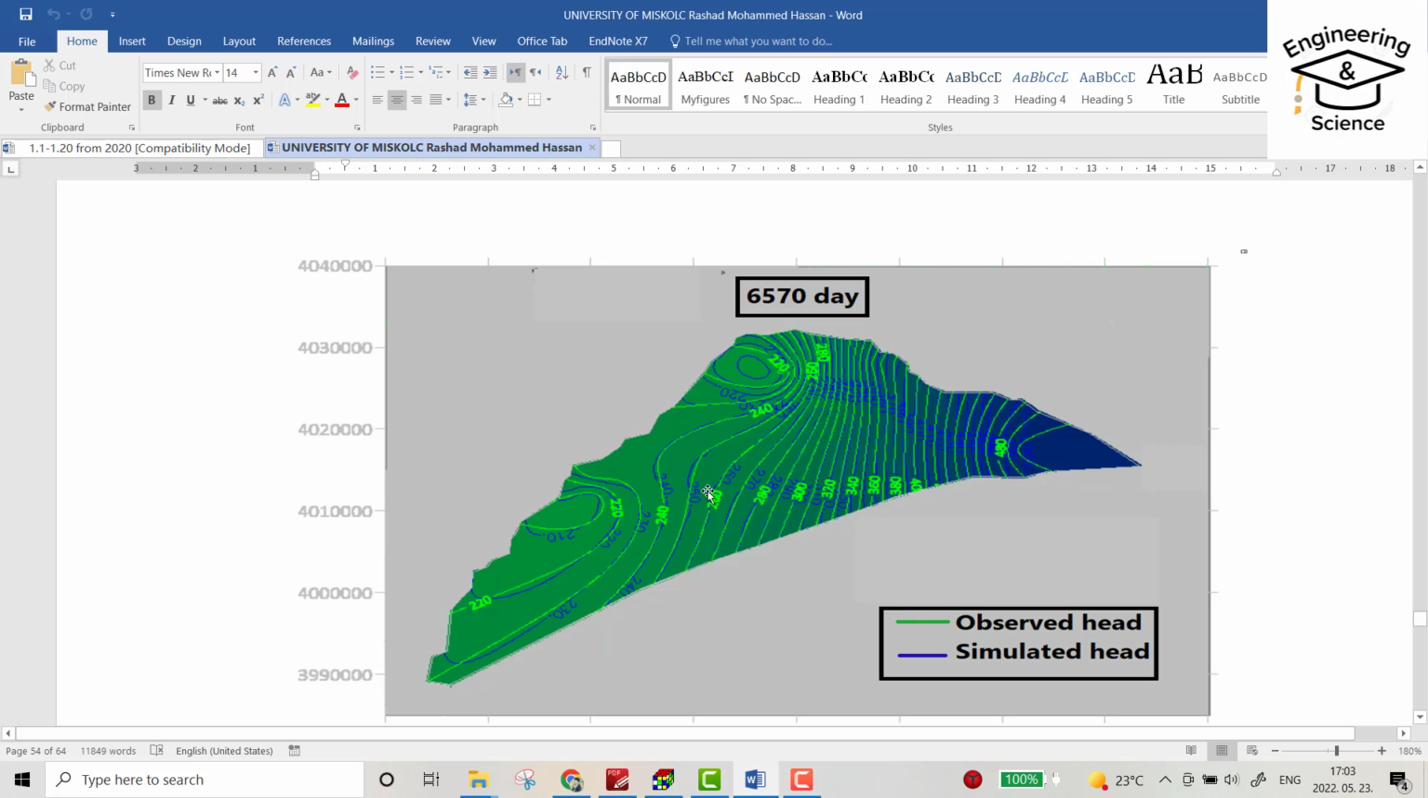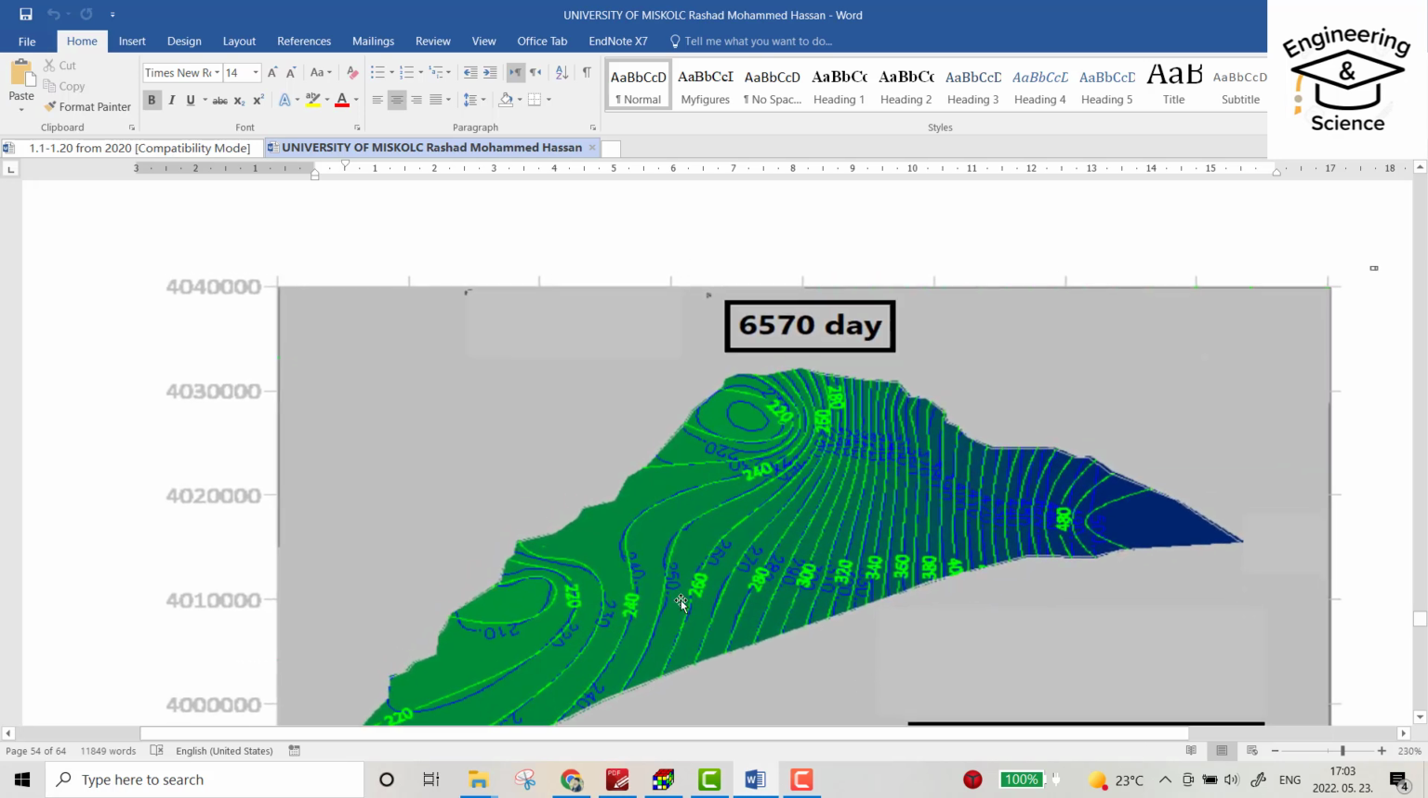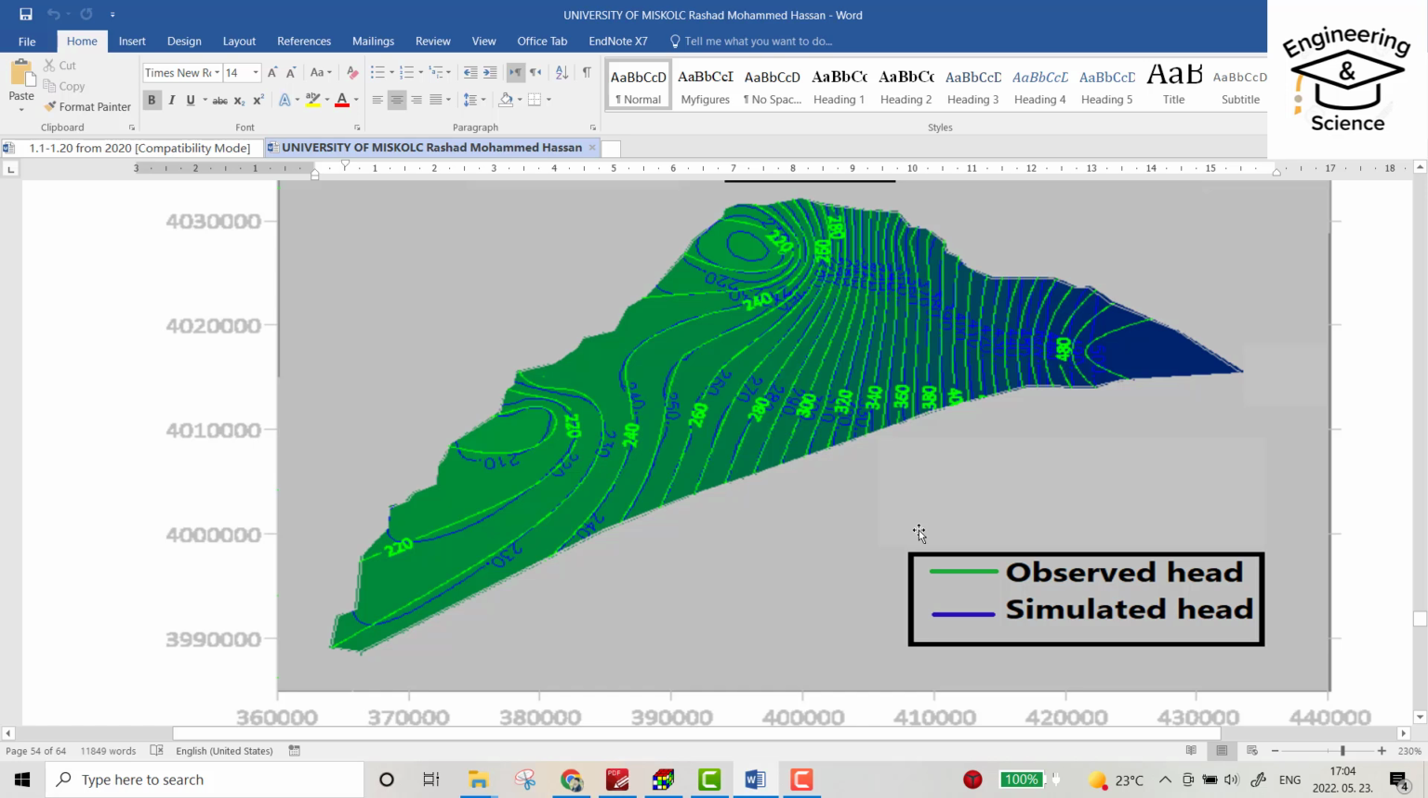You see, the dark blue is the model data, and the green one is observed data. You see 240, it's almost the same in most of the area. However, here there is some difference, and here also. No, it's good, here there is some difference. The process is done by trial and error until you get a unique result.